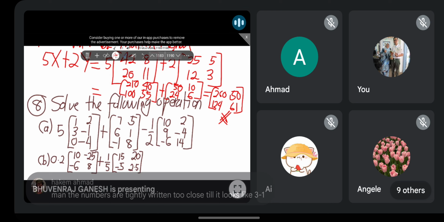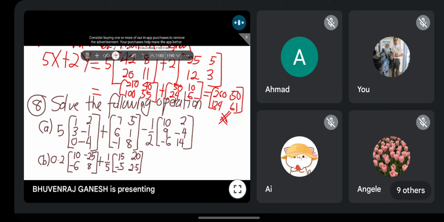Man, the numbers are tightly written. Yeah, cause I squeeze it a bit. Usually in exam they will print far apart so that it's easier for y'all to see. And usually when you write in the exam also must write far apart so that it's easier to be distinguished.